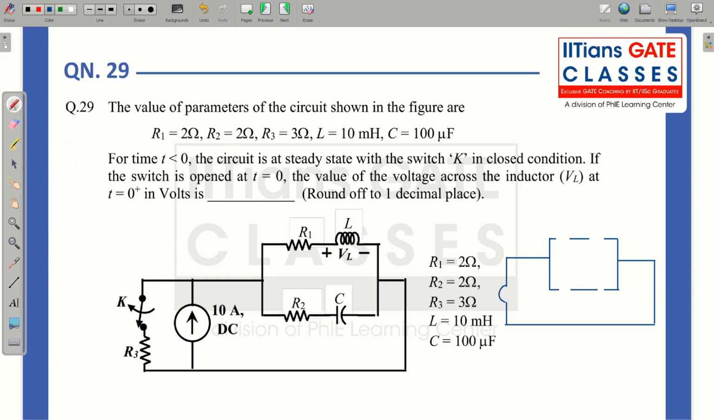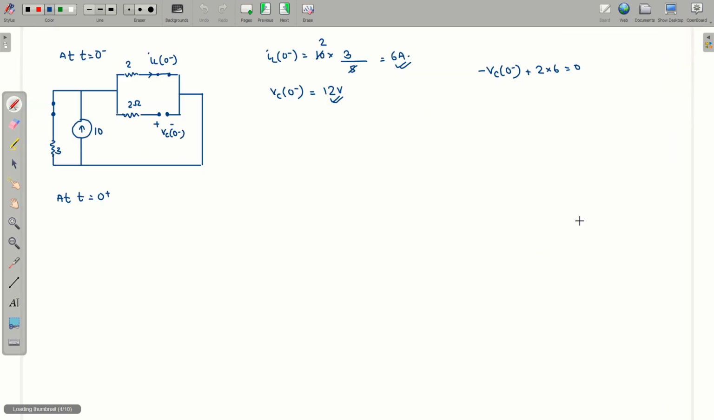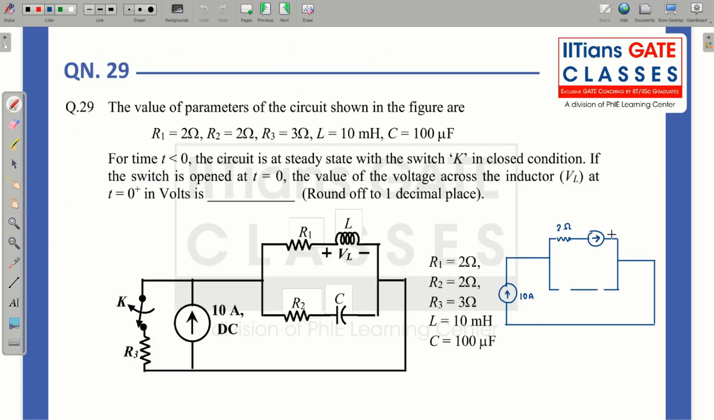So this is your 10 ampere. Over here we have R1, which is 2 ohm. This is your inductor. The direction of the inductor current will be the same, meaning this current source will have the direction whatever was there in your steady state. So this was 6 ampere. This is also 2 ohm, and the value of this voltage source will be plus minus 12 volt.